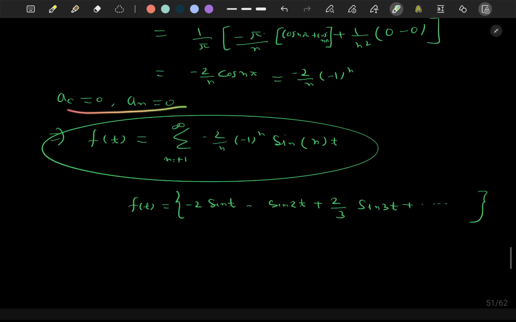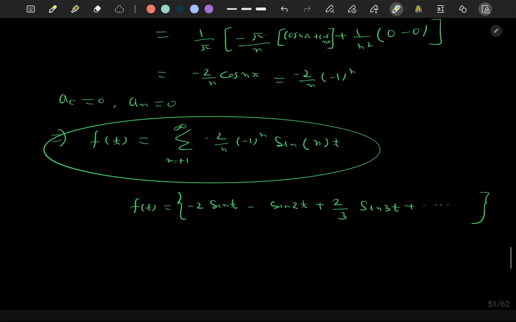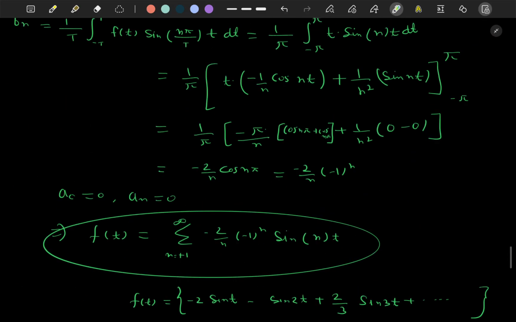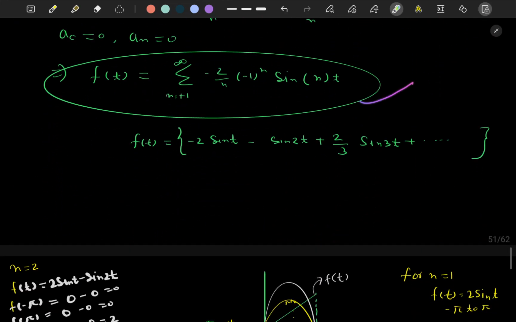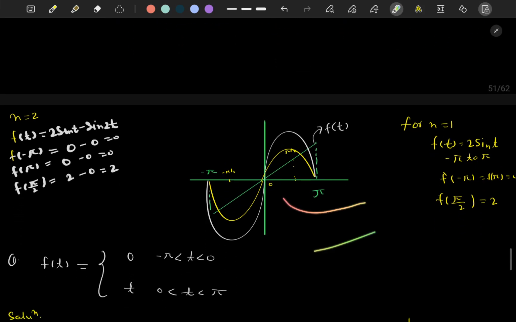So we have a0 equal to 0, and bn is the value of this. So f of t equals the sum from n equal to 1 to infinity of minus 2 by n times minus 1 raised to the power n sin nt. Put those values in this and we will get this equation. Now we can expand this. How can we expand this? Just put the value n equal to 1, so sin nt, minus by; if we put n equal to 2 this and n equal to 3 this, we can draw these functions.